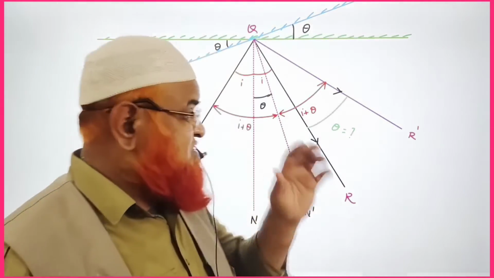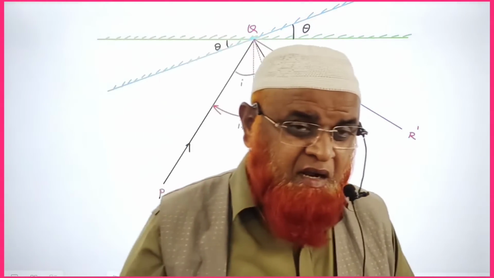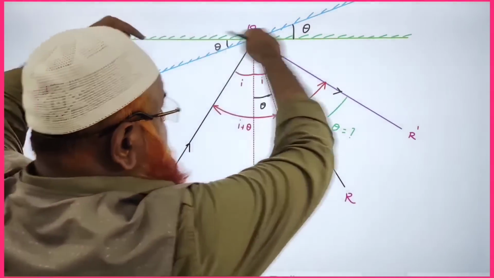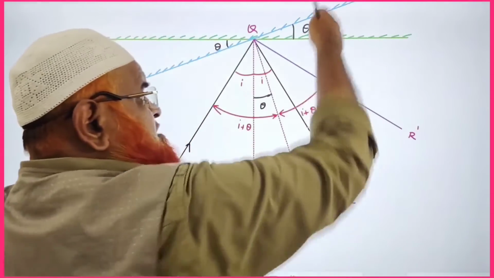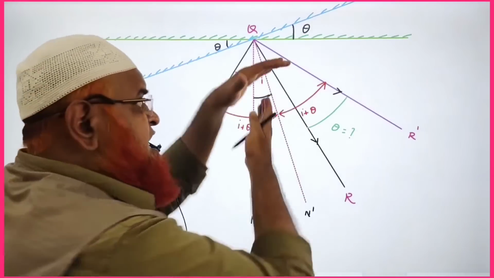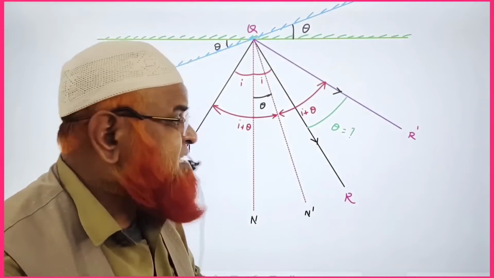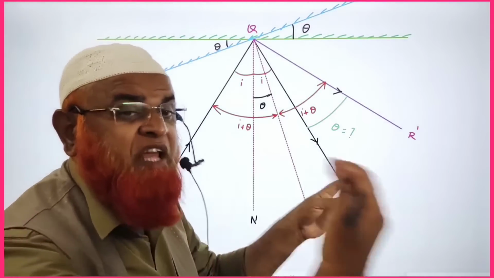My dear students, this is a rotation of a mirror. What happens in the rotation of a mirror concept? Let us see. This is a mirror. It has been rotated to an angle theta. If it is rotated to an angle theta, how much angle is the reflected ray rotated?